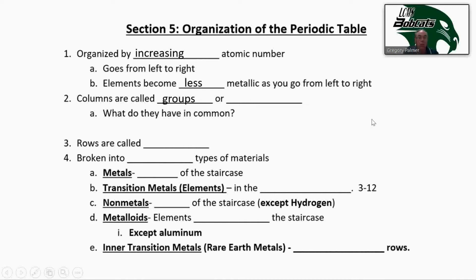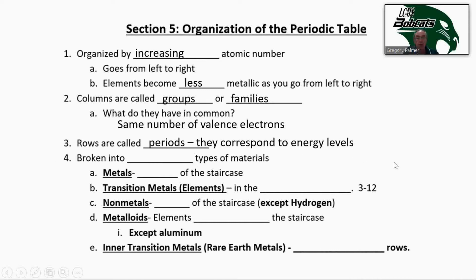Okay. We know that the columns are called groups or families, and what those groups or families have in common is that they have the same number of valence electrons. The rows going across, we've already explored this, are called periods, and they correspond to the energy levels in the atoms. Okay. The elements on the periodic table are broken into 3 main groups.